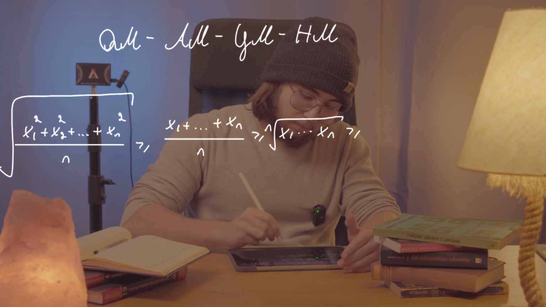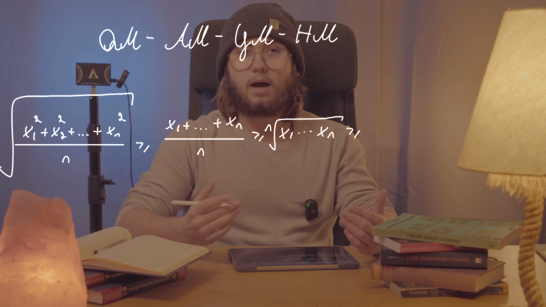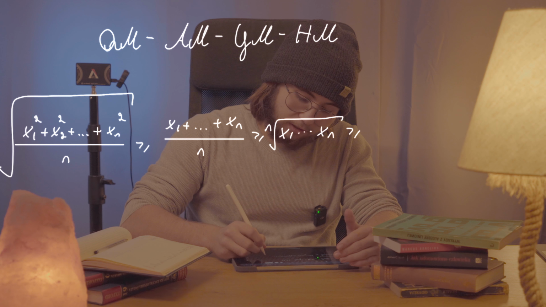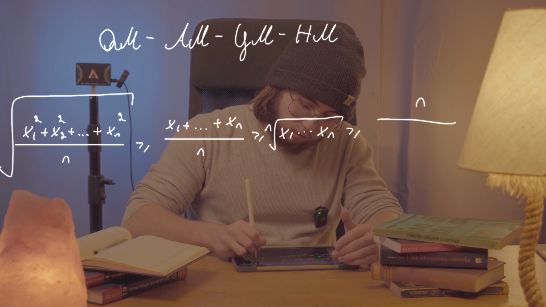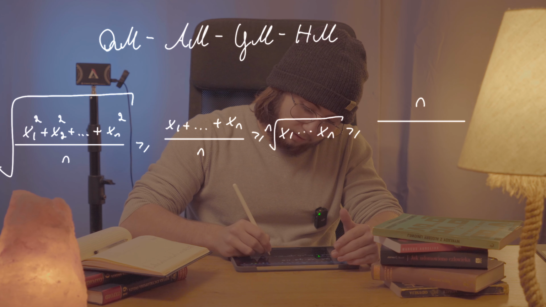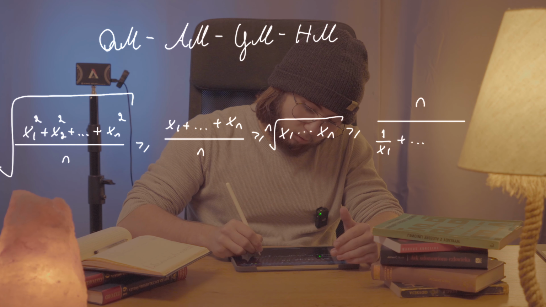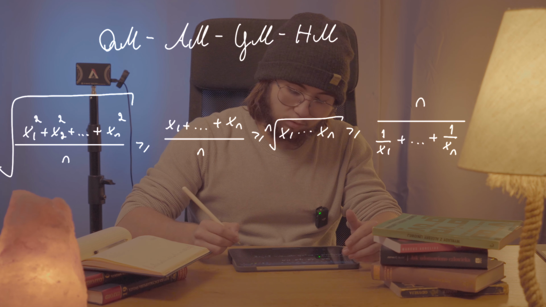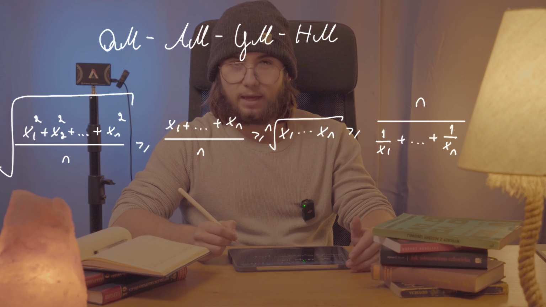And that's supposed to be greater than or equal to the harmonic mean, abbreviated HM, which is just the amount of numbers we take the average of divided by the sum of the reciprocals. So n divided by 1 over x1 plus 1 over x2, and we are just adding terms until we get to 1 over x sub n.